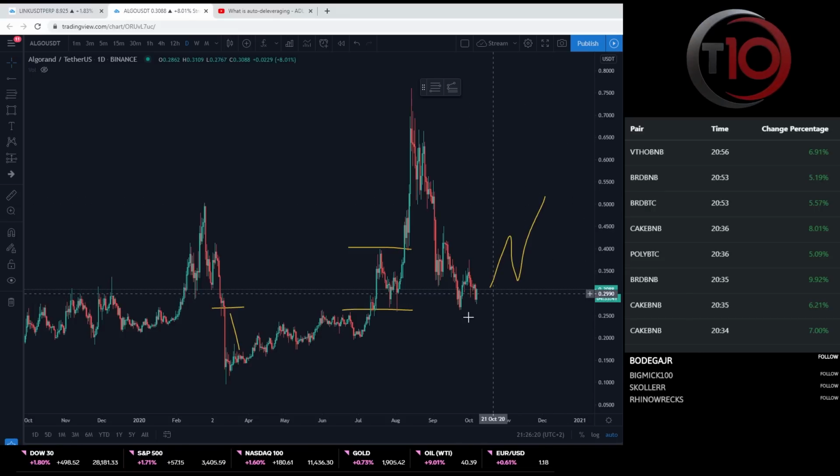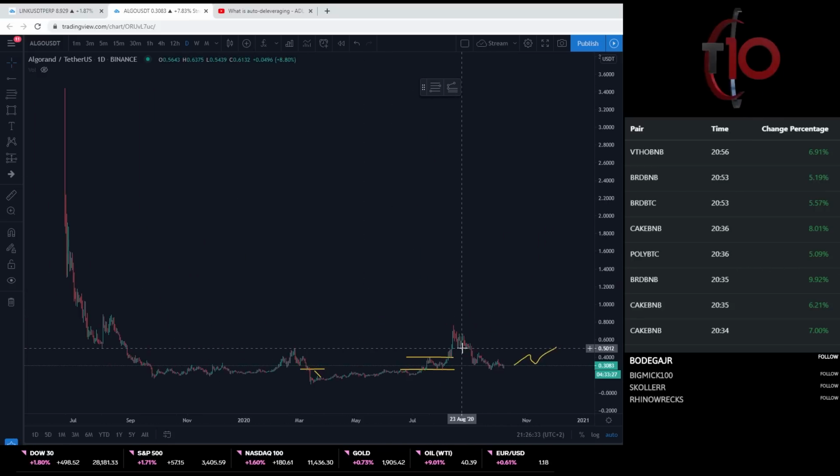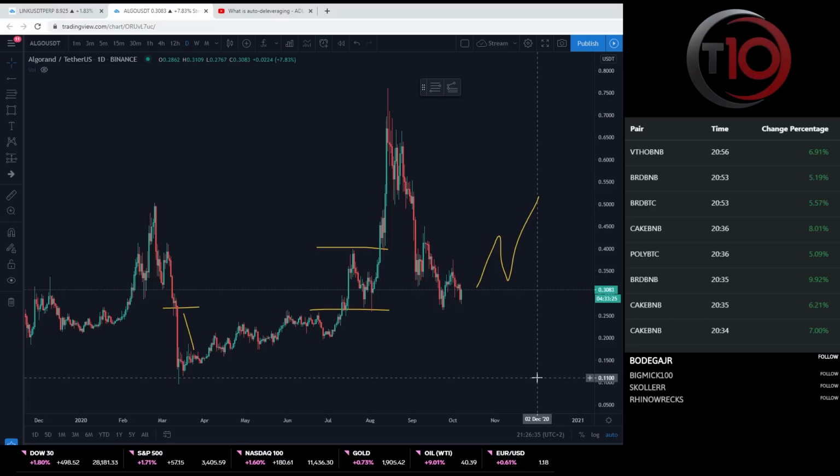But that's okay. So now I need to go above here, and I will prefer them to hold this area. If they go below here now, we'll see more of them big red thingies, I think.